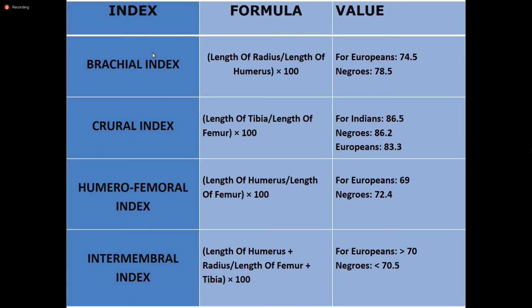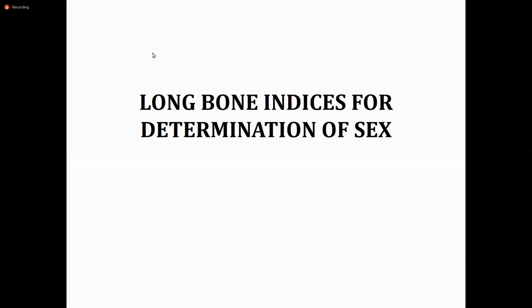The intermembral index is calculated by the length of the humerus plus radius, divided by the length of the femur plus tibia into 100. For Europeans, again, it is greater than 70, and for Negroes, it is less than 70.5. So hopefully you have taken this screenshot and you're able to remember it at the time of the exam.